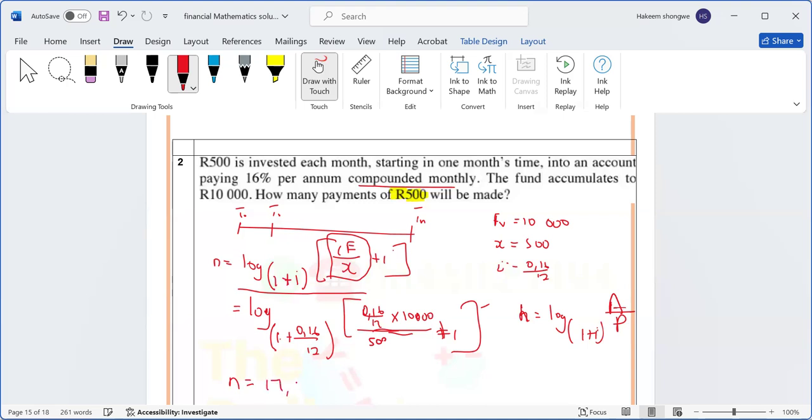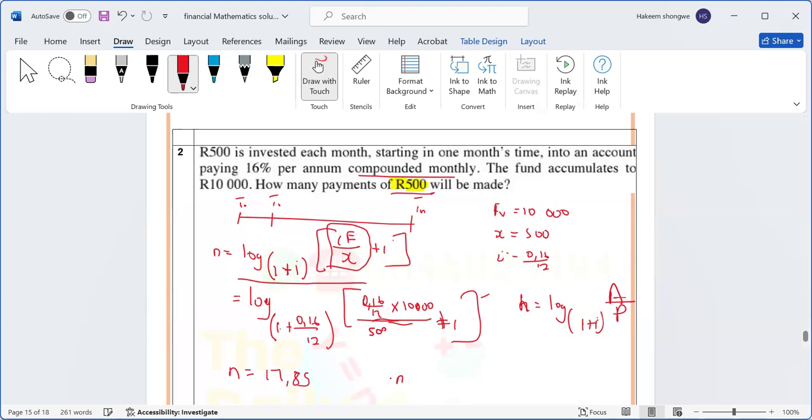17.85. It's 17.85. Now, this matters because they want to know how many payments of 500. How many payments are going to be of 500? 17. So the number of payments of 500 is going to be 17. But how long did you keep this investment? It's 18 months. I'm not sure if I make sense here. Actually, they want to know how many 500s you're going to put into the account. You're going to put 17 of them. Then we have 0.85, which is not a full month. Can you see that one?